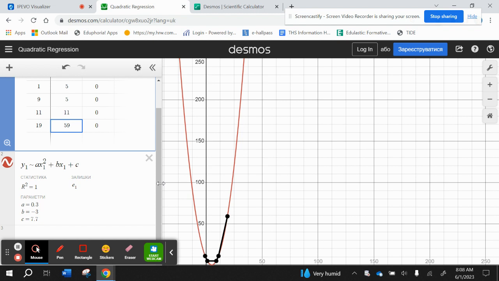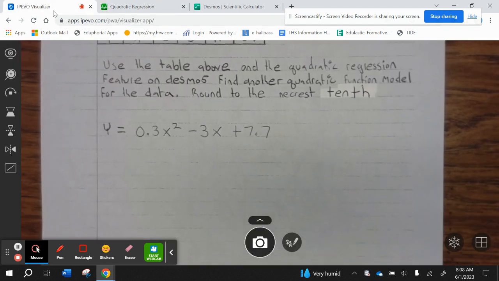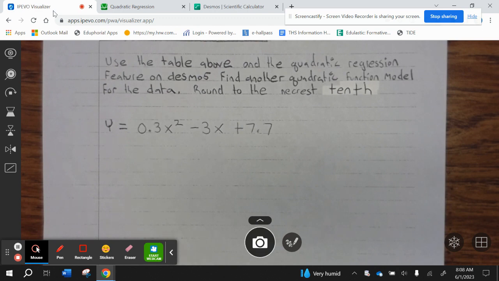So our equation would be y equals 0.3. So there is your quadratic regression equation. All right, go ahead and finish up the example, start working on your assignment, and have a wonderful Wildcat day.